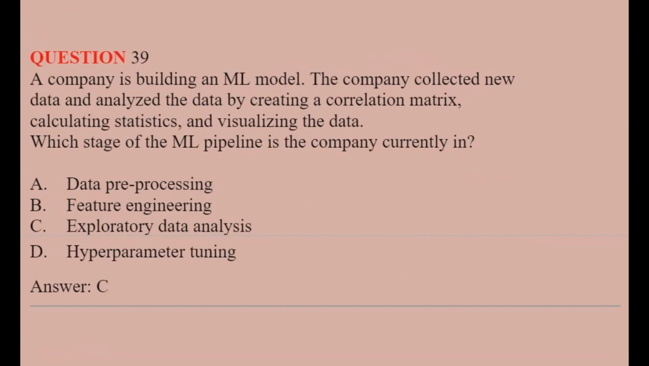Question is, a company is building an ML model. The company collected new data and analyzed the data by creating a correlation matrix, calculating statistics, and visualizing the data. Which stage of the ML pipeline is the company currently in? Option A. Data pre-processing. Option B. Feature engineering. Option C. Exploratory data analysis. Option D. Hyperparameter tuning. Correct answer is option C.